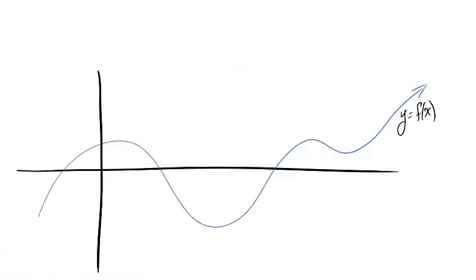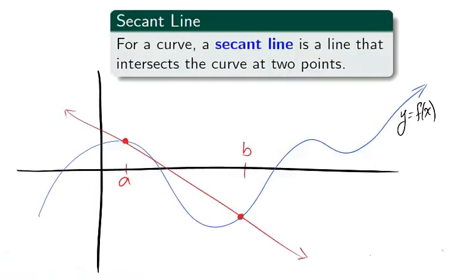Given a function f of x, a secant line to f is a line passing through 2 points on the graph. As a line is fixed once 2 points on it are specified, there is only one secant line for every 2 points (a, f of a) and (b, f of b) on a function.